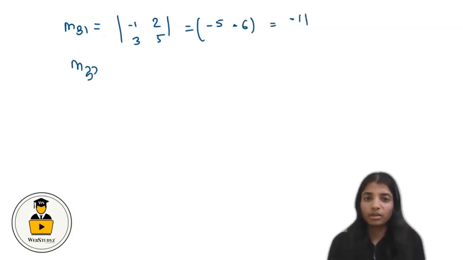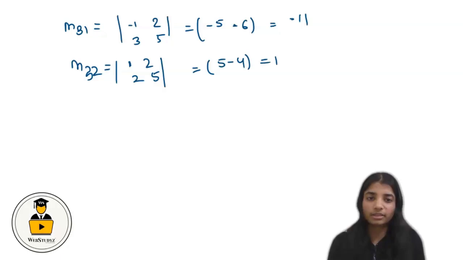For M32, cancel the row and column which consists of element A32, write the remaining in the form of matrix, that is 1, 2, 2 and 5. Calculate its determinant, that is 5 minus 4, that is equal to 1.